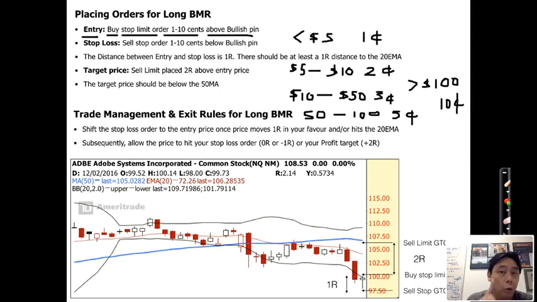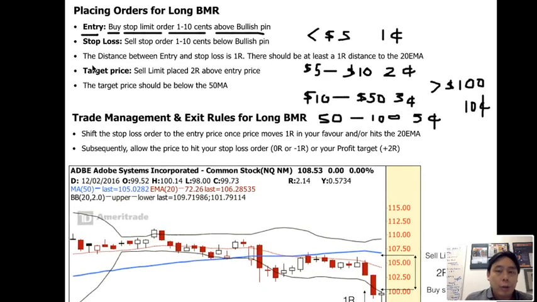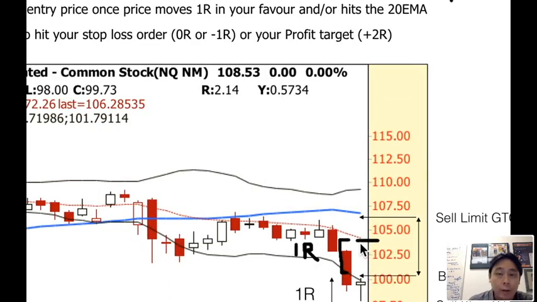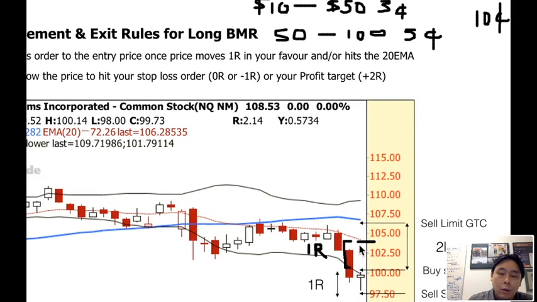What's really important to note is to ensure that there's at least 1R distance to the 20 EMA. In other words, this is 1R, as you can see over here, and we have to ensure that the price can move at least 1R in our favor before hitting the 20 EMA. Why? Because once the price moves 1R in our favor, we can shift our stop loss to the entry price. So we have a risk-free trade.